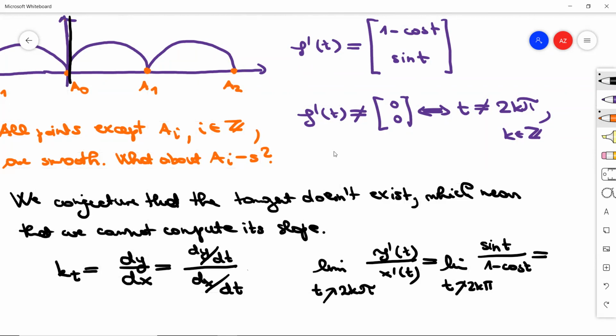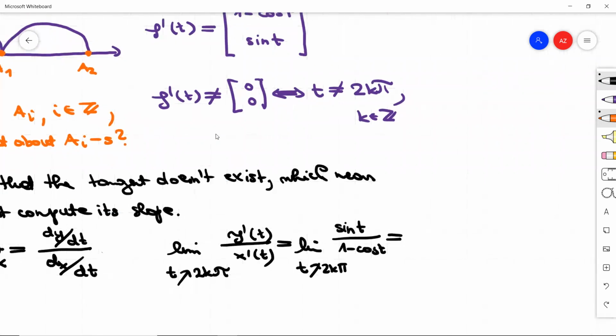And what type of indeterminate form is this? In the numerator, we have sine of 2k pi, this is 0. And in the denominator, we also have 1 minus 1, which is 0. So it's 0 over 0. We cannot compute such a limit directly. But there is a way to try to compute such a limit if it exists, and this is L'Hopital's rule. So let's use L'Hopital's rule. So it's the limit when t goes to 2k pi, L'Hopital.